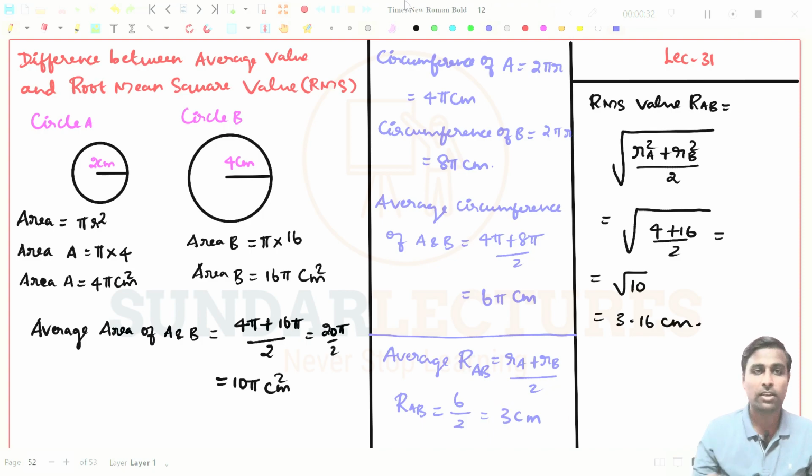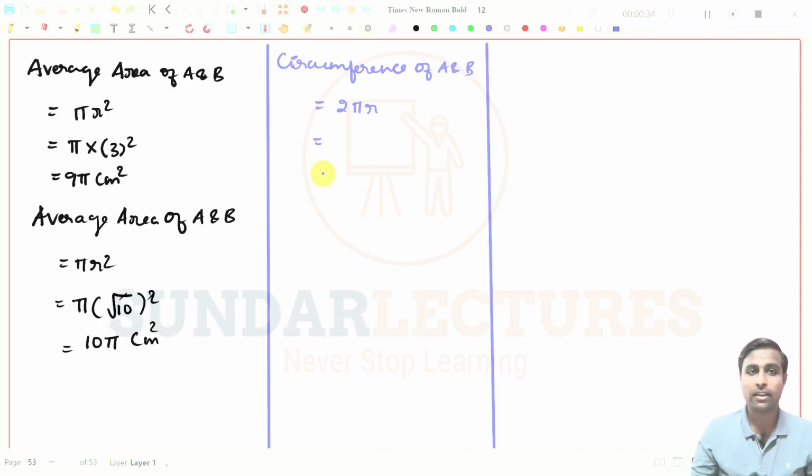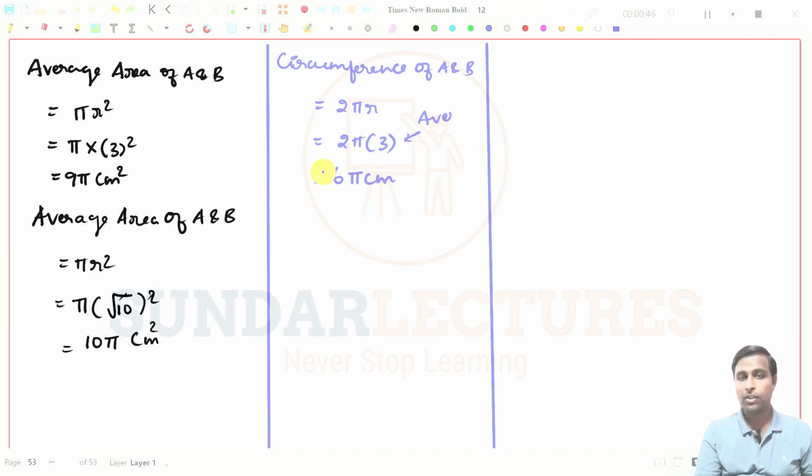What is the value we are getting? See, 2 pi into this is 3 centimeter, right? So what is the value I am getting? This is 6 pi centimeter. So by substituting the average value, this is average. See here also, this is actually the average value, but this is actually the RMS value, right? So what is the value I am getting?